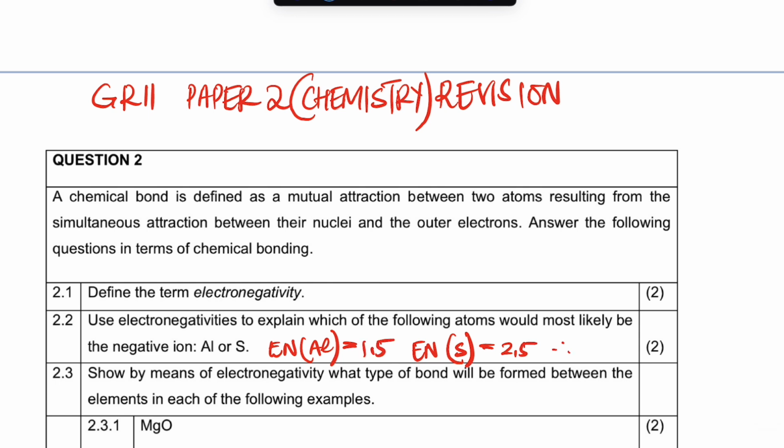Therefore the answer is going to be sulfur, because it has the highest electronegativity, higher than aluminium. So the one that has the highest electronegativity is going to be a negative ion. And you can see it's a non-metal. This one is a non-metal and this one is a metal.